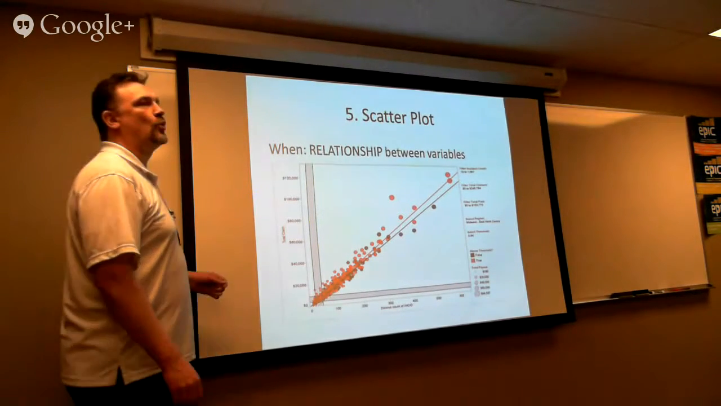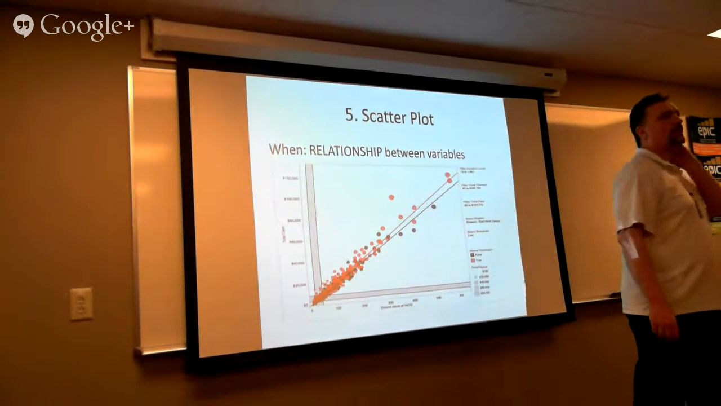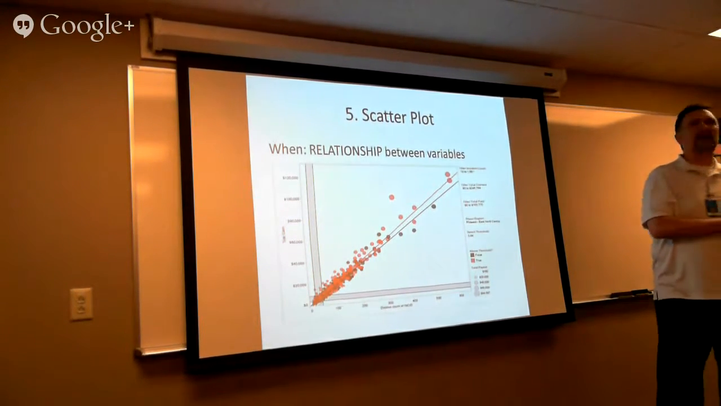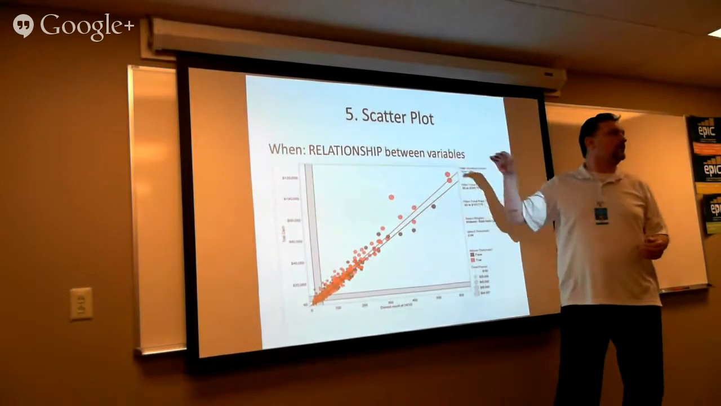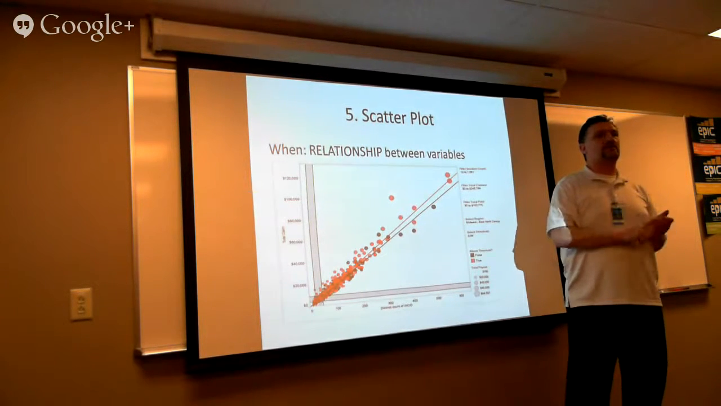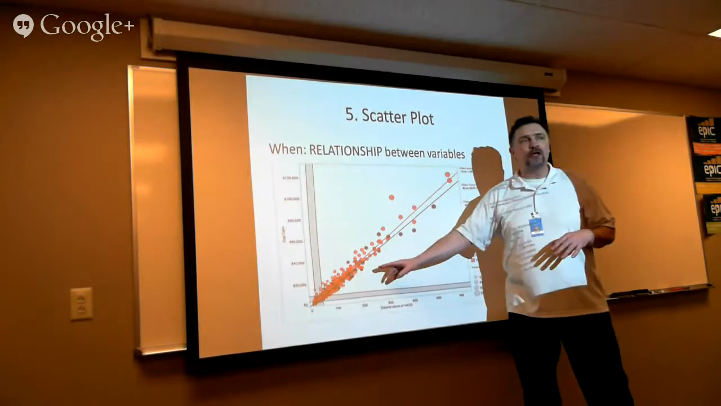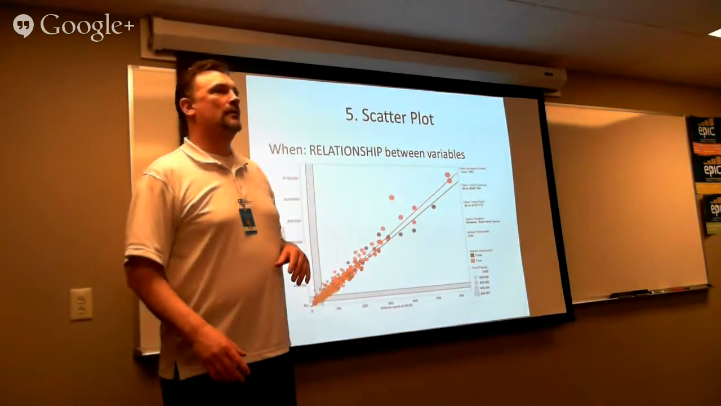Another one of the core graphs is the scatter plot. The key thing for a scatter plot is the relationship between two variables. If you have two variables, and in this case, two numeric variables, okay?